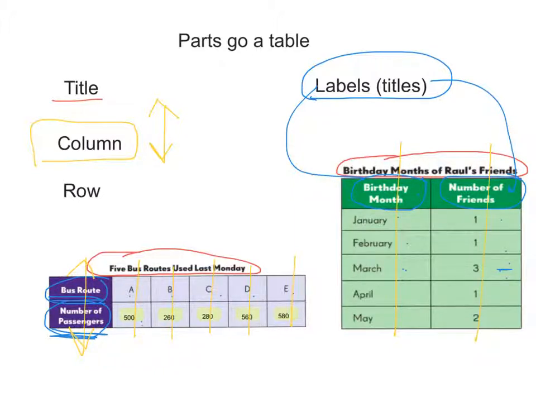The purple table, how many columns does it have? How many columns does the green table have?